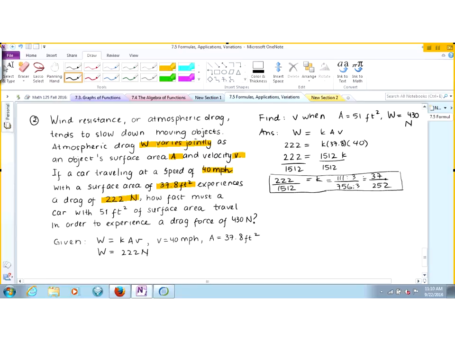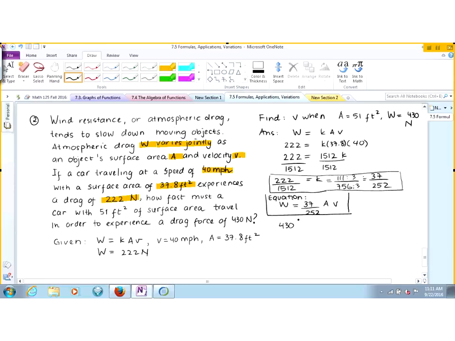Okay. Now, so let's write down my equation. This is your constant of variation. What about the equation? Does MathXL ask you equation also? Yeah, right? Equation of variation. So K, where's my K here? Oh, 37 over 252 times A times V. So this is the equation.